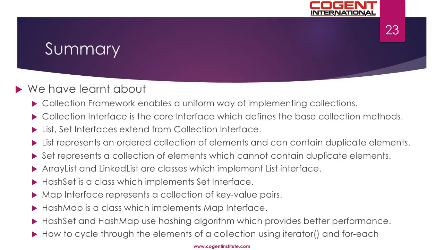Map interface represents a collection of key-value pairs. HashMap is a class which implements the map interface. HashSet and HashMap use a hashing algorithm which provides better performance. How to cycle through the elements of a collection using iterator and for-each were also looked at.